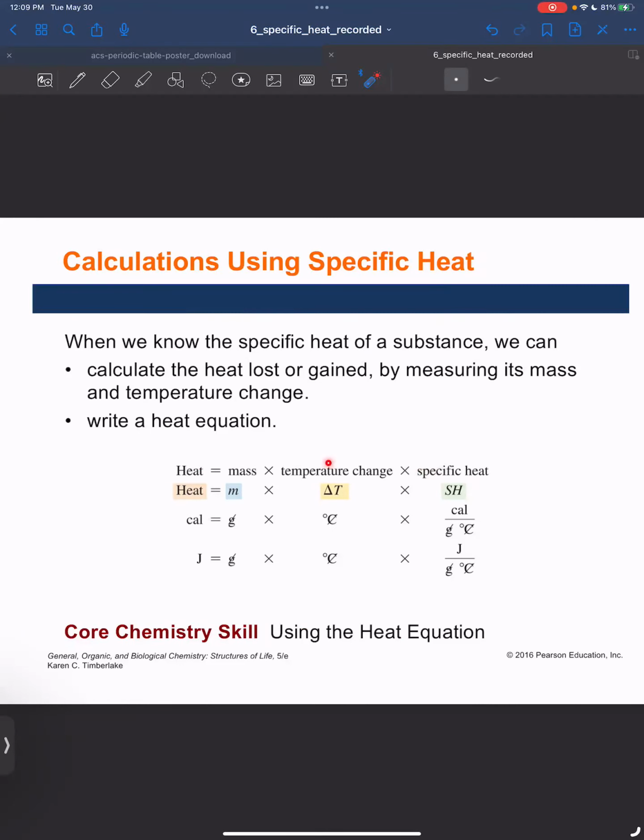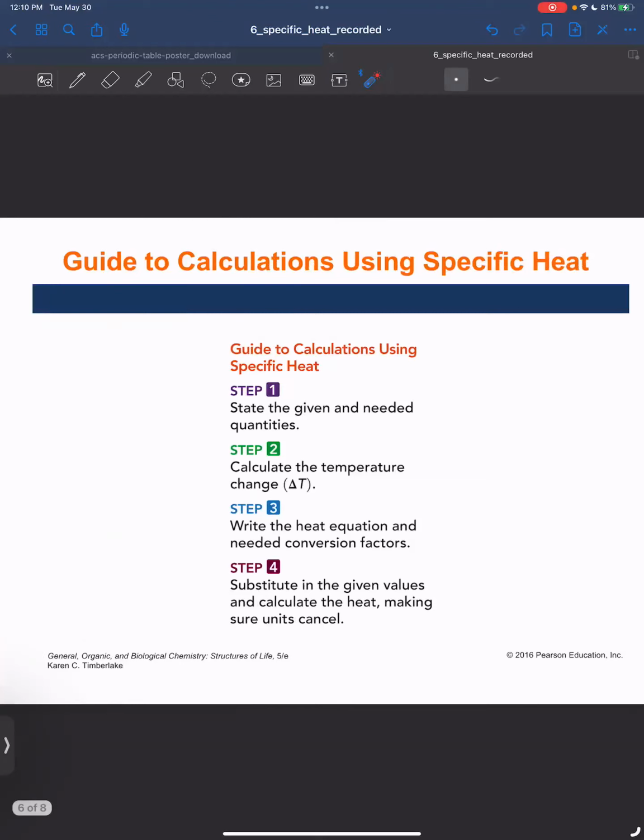So that will be a good core chemistry skill to master, is using this heat energy equation. So how do we approach these types of problems? Well, as always, we state the given and needed quantities from the word problem. We then calculate the temperature change. Delta T is equal to TF minus T initial. We write the heat equation and any necessary conversion factors, if the units aren't in the appropriate units they should be in. And then finally, we substitute in the given values and calculate the heat energy, making sure our units cancel.